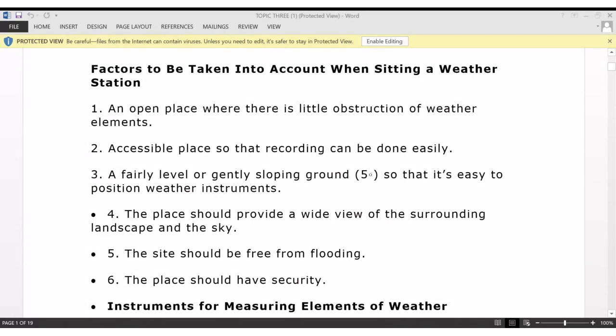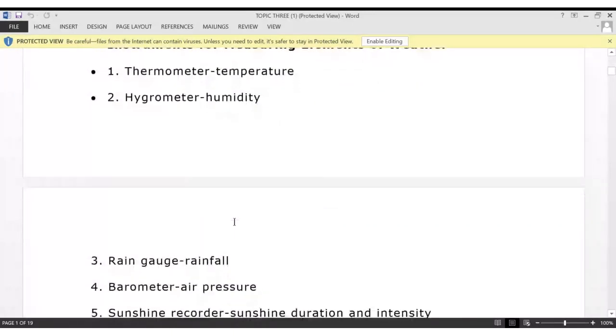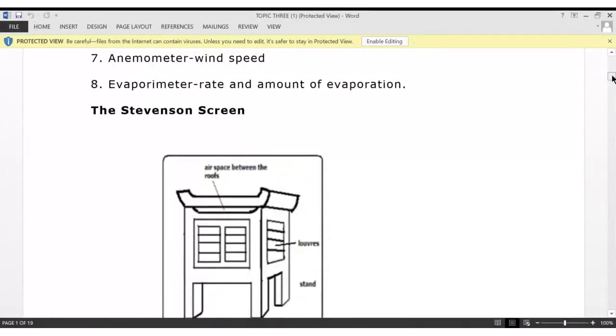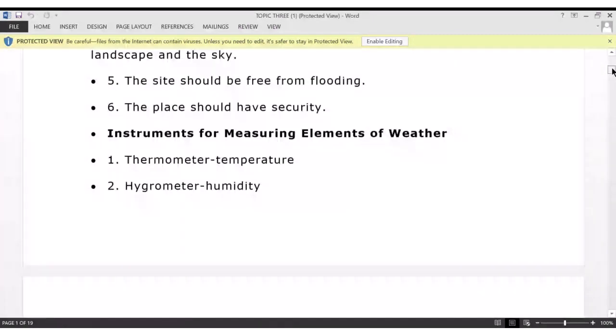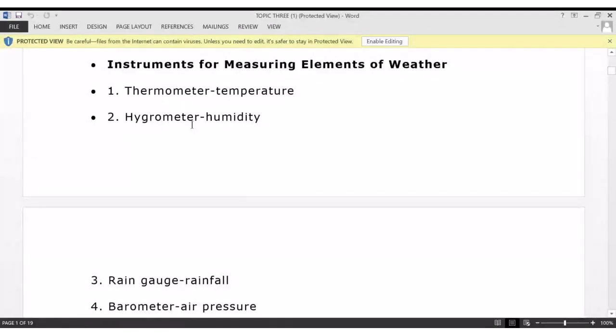The place should have security. Security is very important, so why do you think the place should have security? So that the instruments might not be stolen or tampered with. Since if the instruments are tampered with, we will not be able to find accurate measurements.